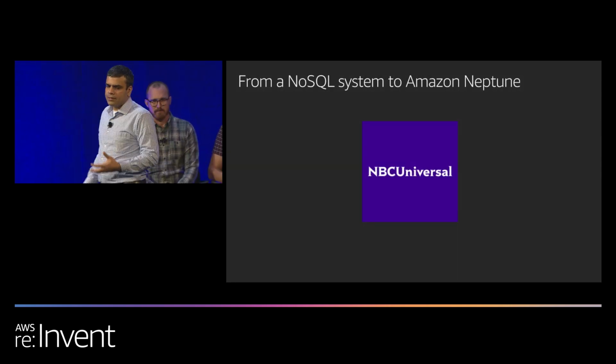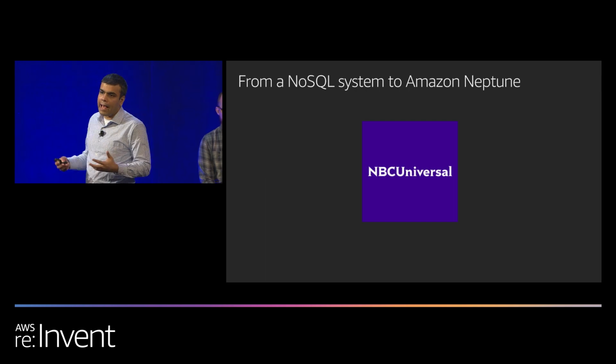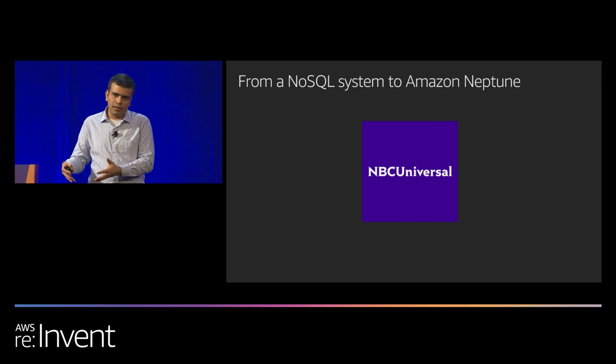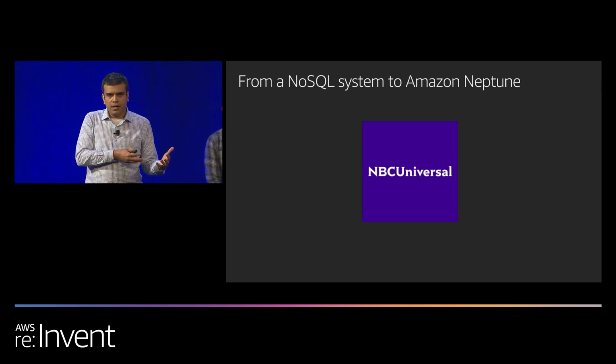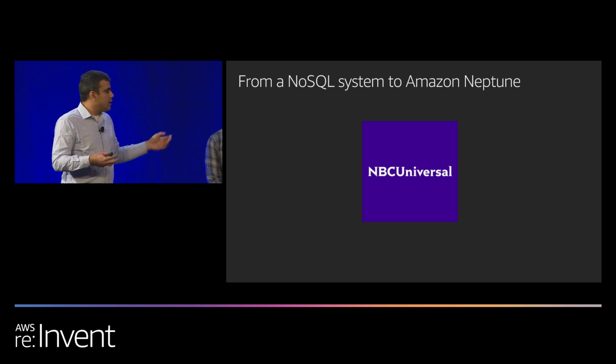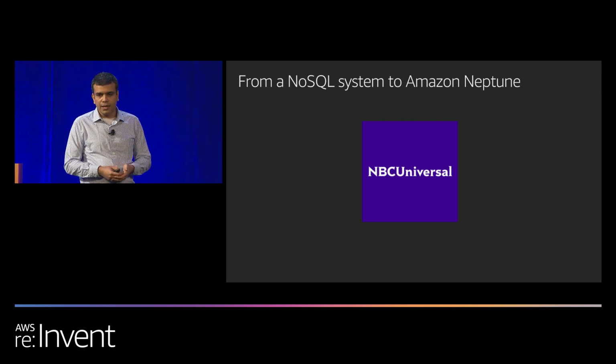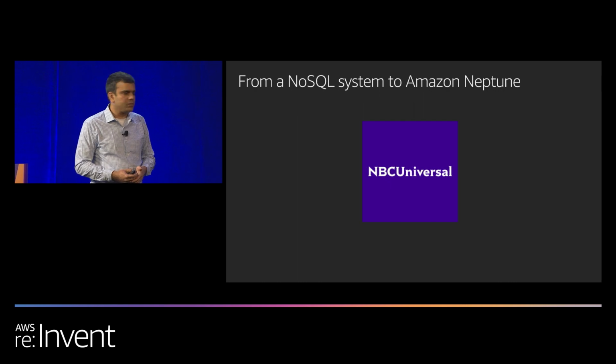NBC Universal has an interesting use case. So they had a NoSQL database, and they went through the journey of moving into Amazon Neptune. And Elliot is here today to talk us through the use case. And as he talks through the use case, pay close attention to some of the benefits that they saw, and I'll come back and talk to you more about it. Over to you, Elliot.